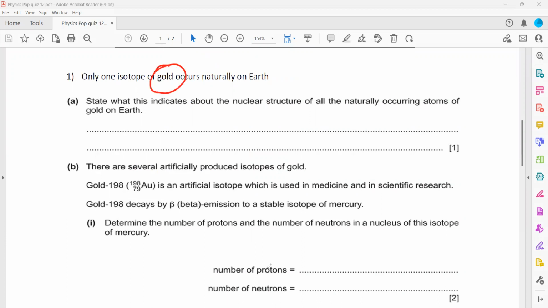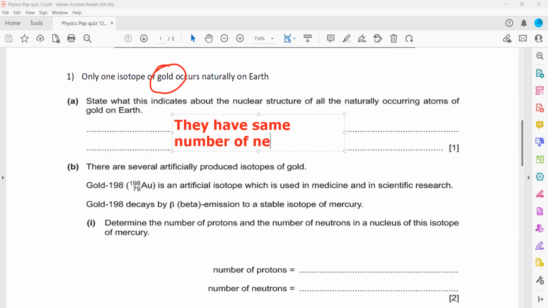So we can say that they all have the same number of neutrons, because if there are different isotopes, they have different numbers of neutrons. So if only one isotope naturally exists, then they all have the same number of neutrons.